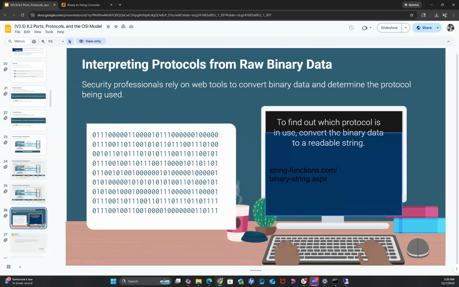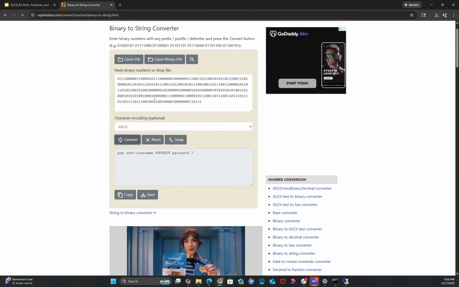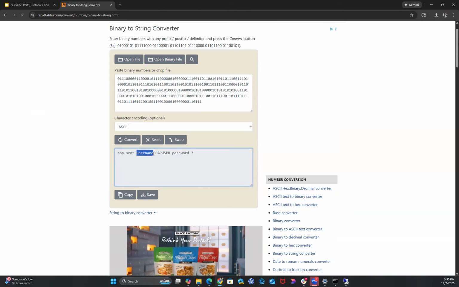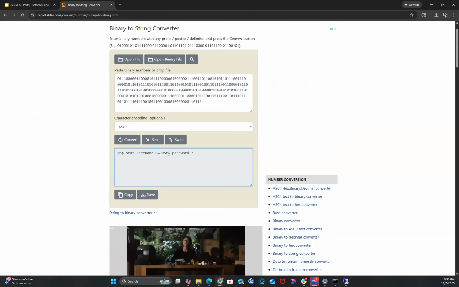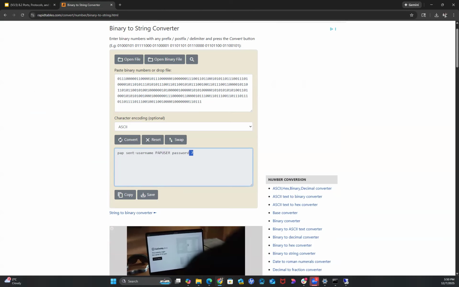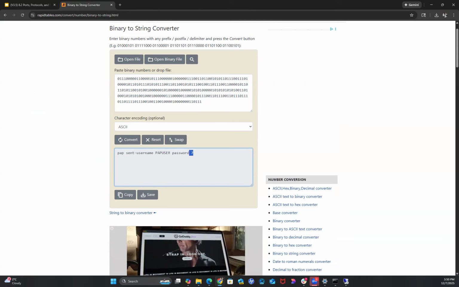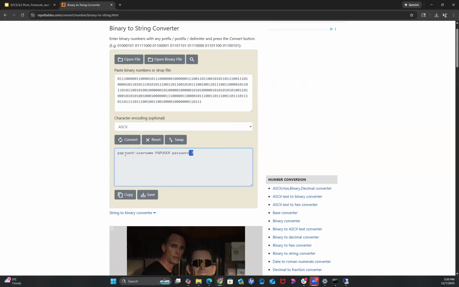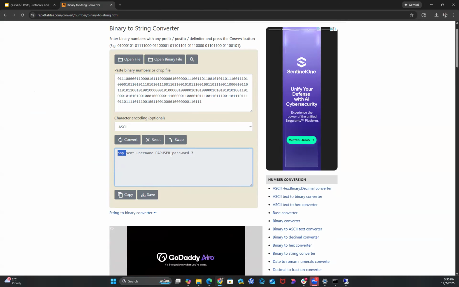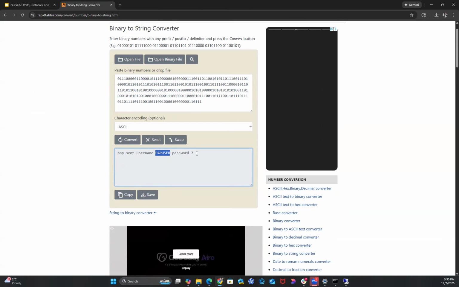So the output returns the name. The protocol is PEP sent user. Basically the username is PEP user and the password is 7. So the line displays that PEP is the protocol and sent user is the username, PEP user, and the password is 7.